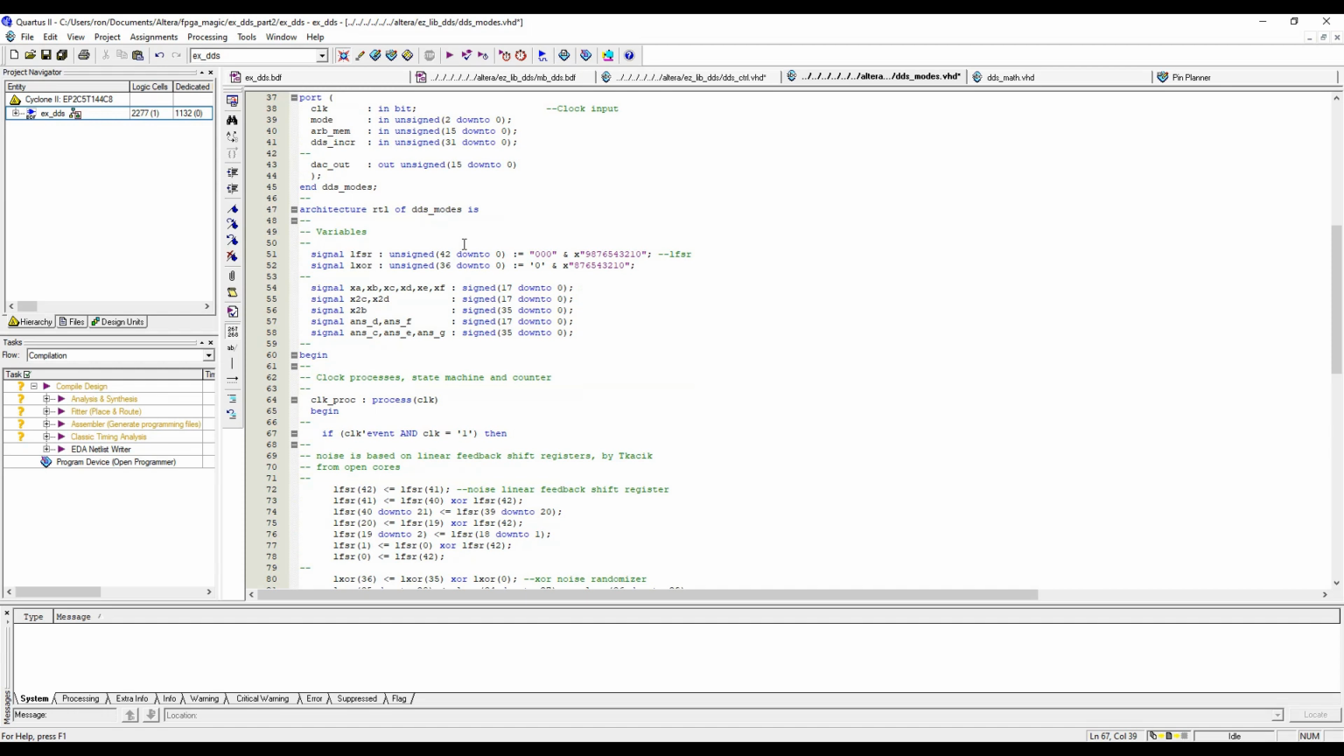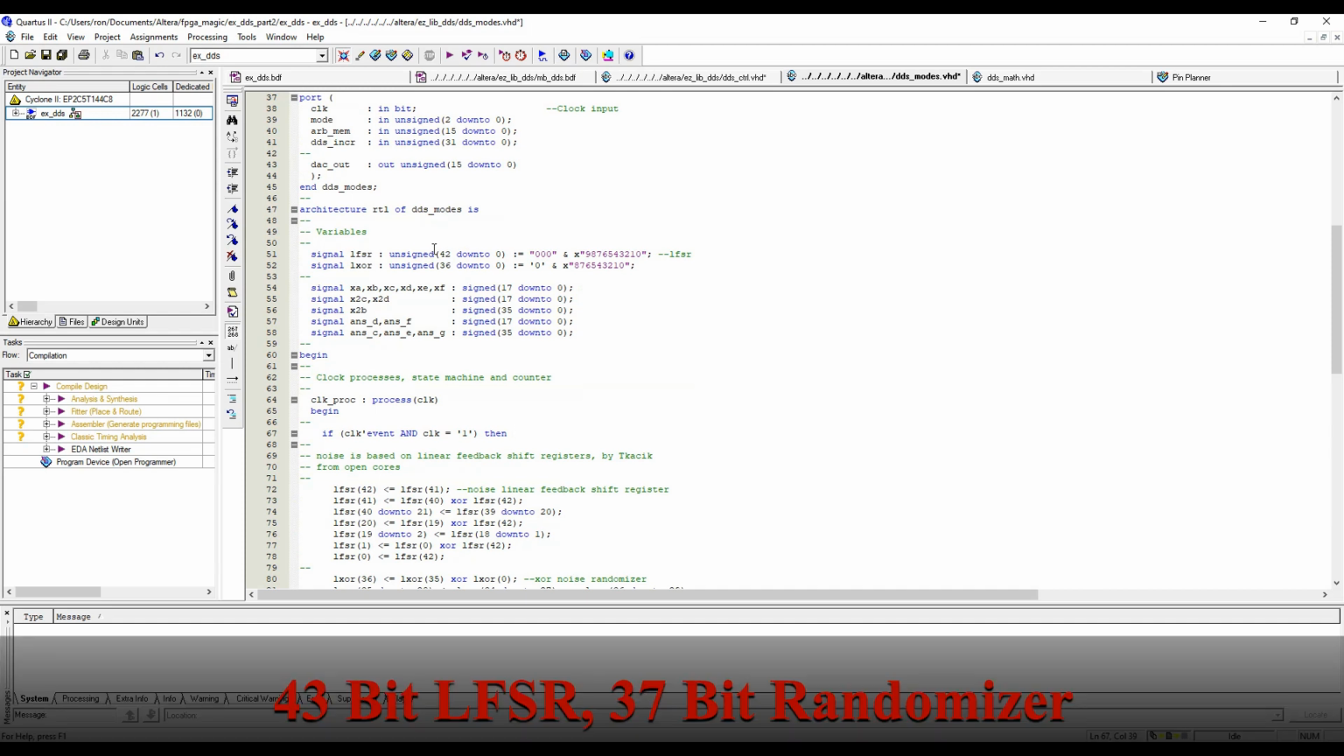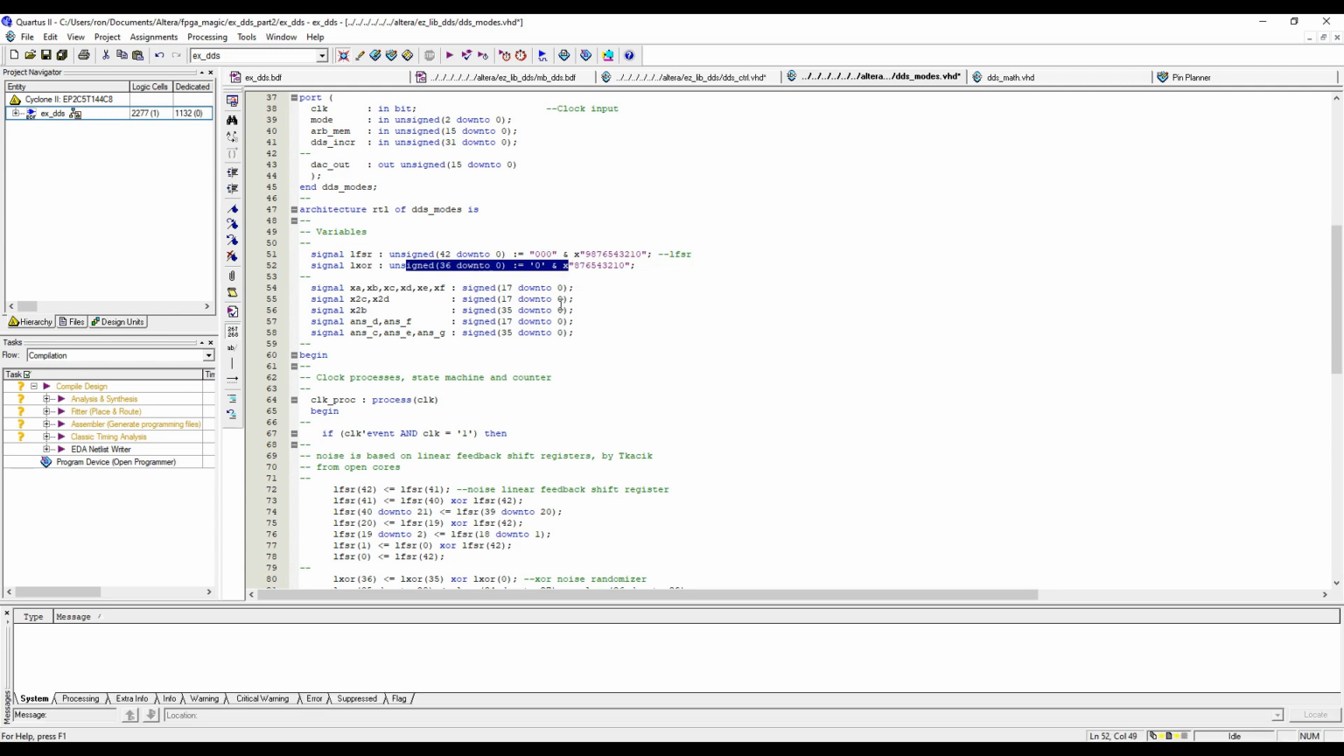The noise function was found on open cores and features a 32-bit linear feedback shift register along with a 37-bit noise randomizer on the output.